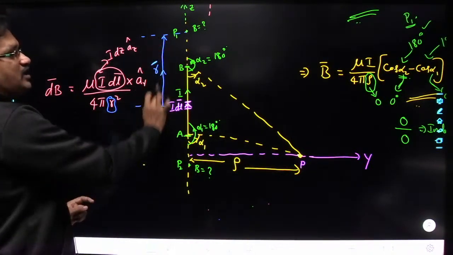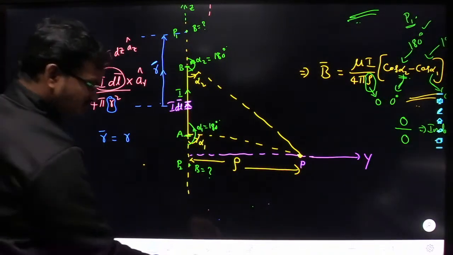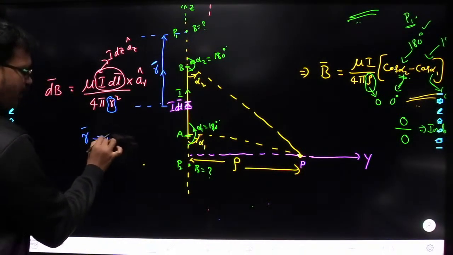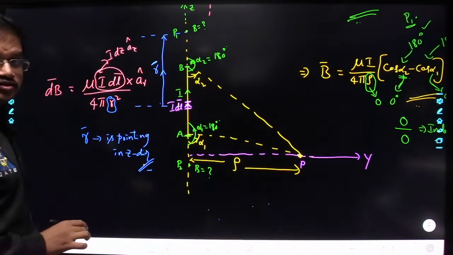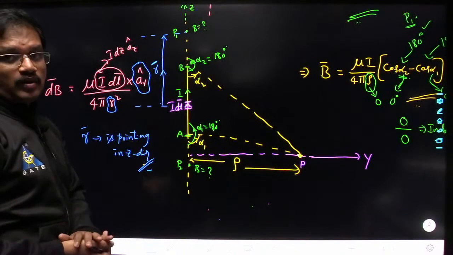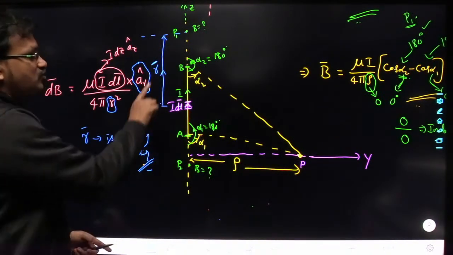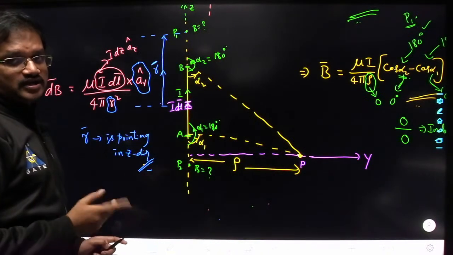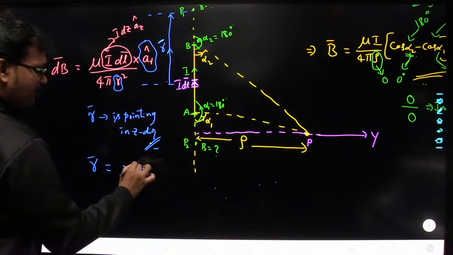So here r bar is pointing in the z direction. What is a_r cap? It is the unit vector along r bar. Since r bar is pointing along the z direction, you have to consider the unit vector along the z direction, which is nothing but a_z cap. So here r bar is equal to r a_z cap, pointing in the z direction.